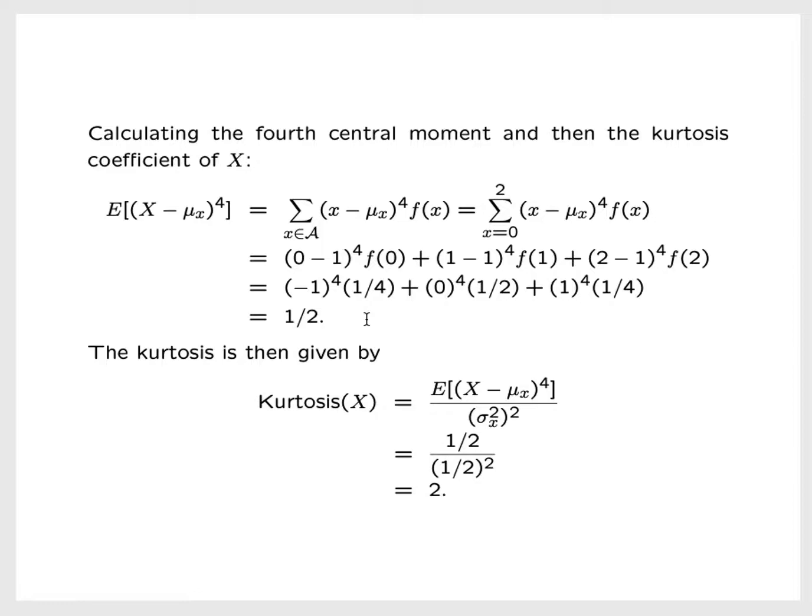And so the kurtosis is 1/2 divided by the square of the variance. The variance was 1/2, and so we square that, we get 1/4. And so it turns out that the kurtosis for this distribution is 2.